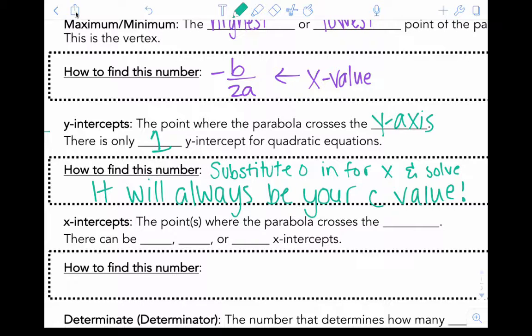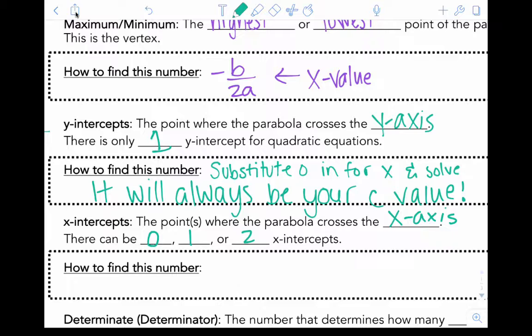All right, the next one is x-intercepts. So we just talked about y-intercepts. Now the x-intercepts, that's the point or the points where the parabola crosses the x-axis. Now if we think back to the past couple days in class, we discovered that there can either be 0, 1, or 2 x-intercepts. No more, no less. So how do we find this one?